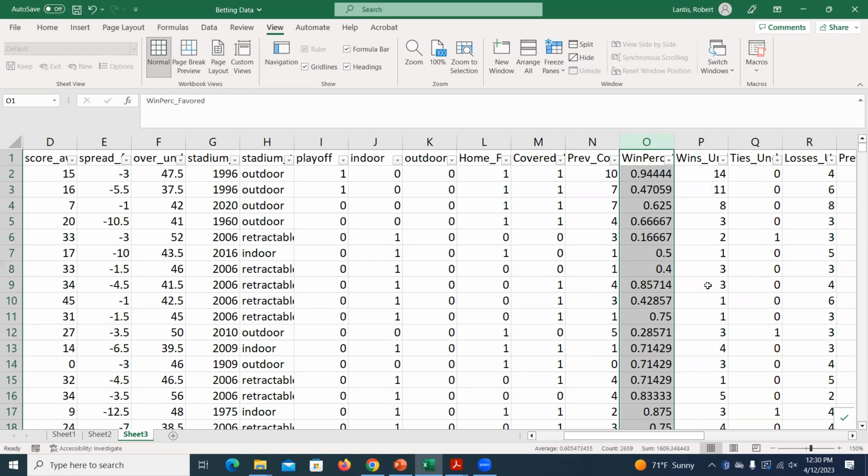So up to this point, I've got a decent amount of stuff here. Right? So here is, did they cover the spread? That's my dependent variable, so that's my Y variable. I also have how many times did they previously cover. That's my independent variable I'm interested in. But I also wanted to include some of these other controls.